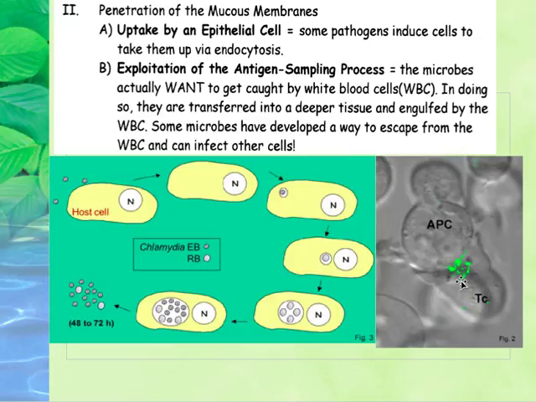So this is just an example over here of a fluorescent tag that was associated with the bacterial cell on the inside of a white blood cell so that you can actually see it. It's kind of cool imagery.